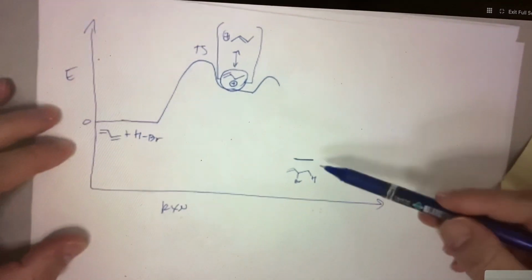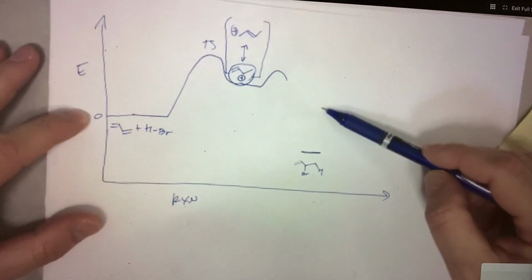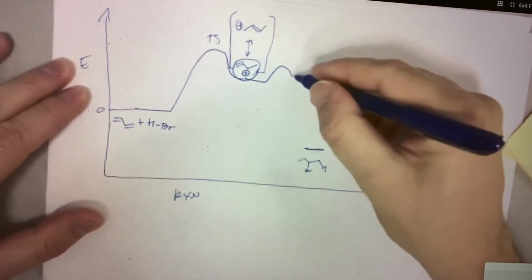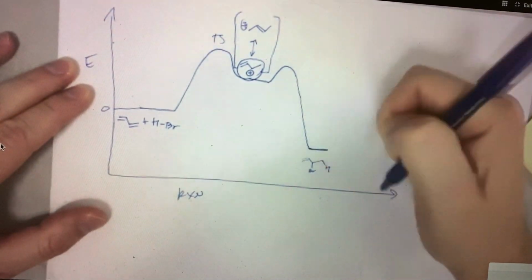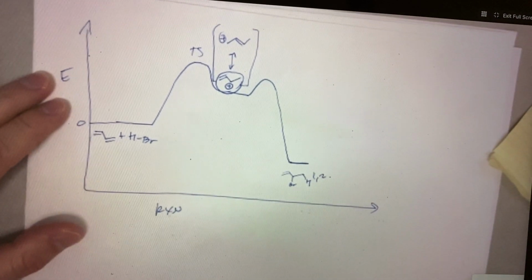Okay, so we're going to put some energy level here. It's actually more stable than where we started. That's where I goofed. I drew this line a little bit higher. So this product is actually more stable than here. Okay, this is the 1,2 addition product.